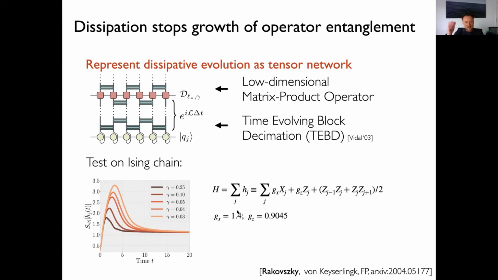And now we can do a test on the Ising chain. We perform a test on the transverse field, longitudinal field Ising model with some generic parameters. And we see that if we plot the operator entanglement as a function of time, indeed in the beginning it grows, but then, depending on the damping rate, the entanglement decays and it becomes easier to simulate.